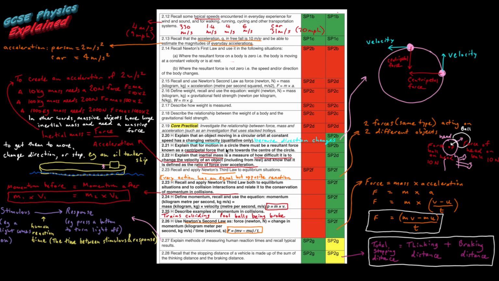Explain that for motion in a circle there must be a resultant force known as a centripetal force that acts towards the centre of the circle. So if you're asked about that, the centripetal force always acts toward the centre of the circle. Draw it from the object going into the centre. If the object was up here, I've shown you how to draw the centripetal force for that instance.